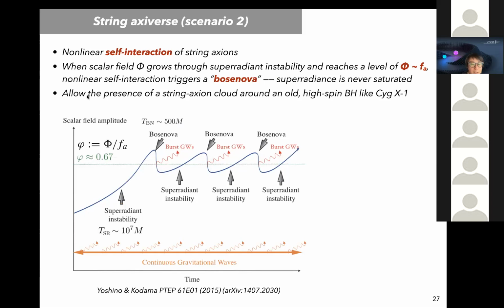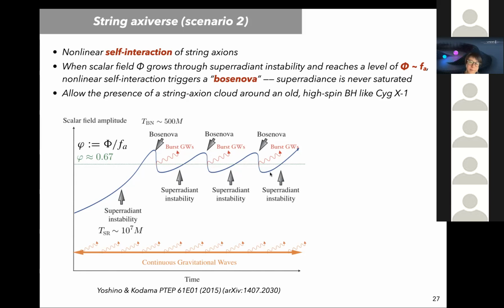So this scenario can be explained by this diagram taken from this paper. Basically, there's some scalar field growing due to superradiance, and at some point it reaches a level around the decay constant Fa, and then the nonlinear self-interaction of the particle is strong enough to trigger the boson nova. Part of the cloud suddenly collapses, releasing a burst of gravitational waves, and then the field drops. And then superradiance starts again, and back and forth.